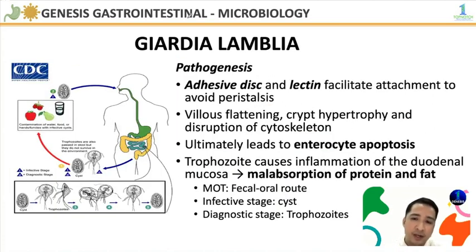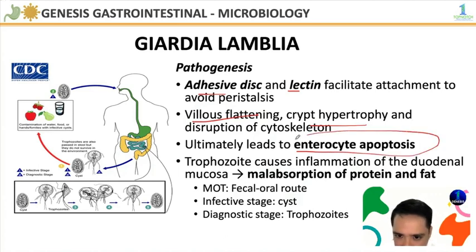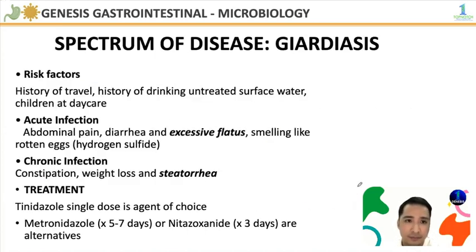So again, ano mangyayari is we have your adhesive disc and your lectin that will facilitate the attachment and avoiding peristalsis. Magkakaroon ng villus flattening, crypt hypertrophy, and disruption of the cytoskeleton. And eventually, because of the enterocyte apoptosis, there is malabsorption. Take note, mode of transmission, fecal-oral. Infective stage, cyst. Diagnostic stage, trophozoites.